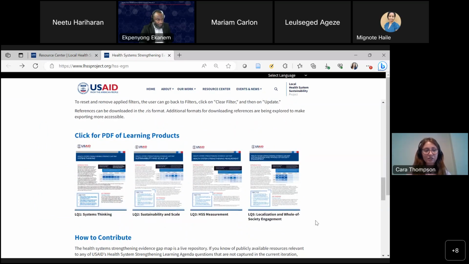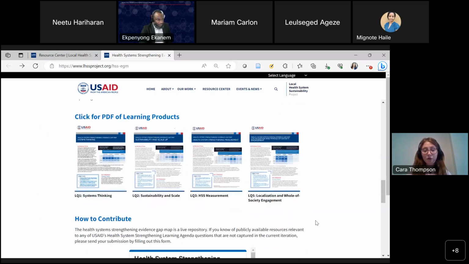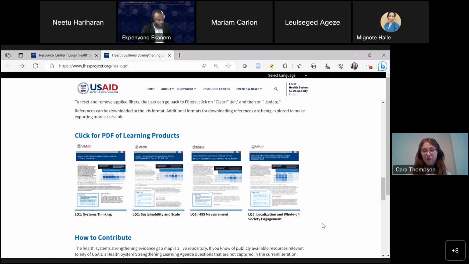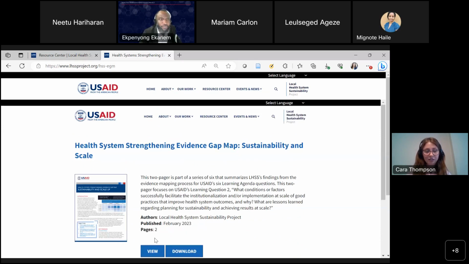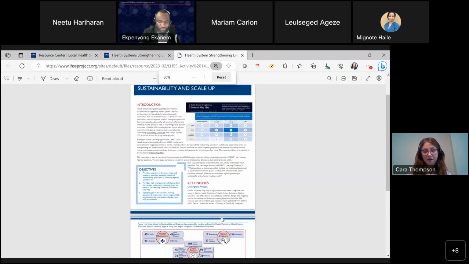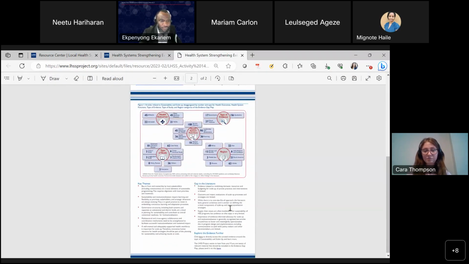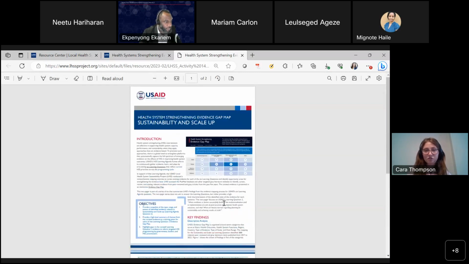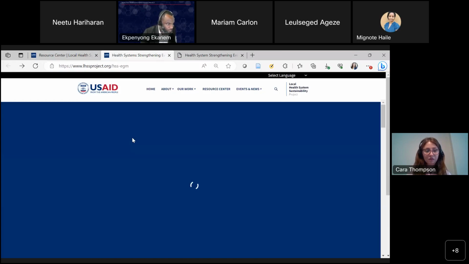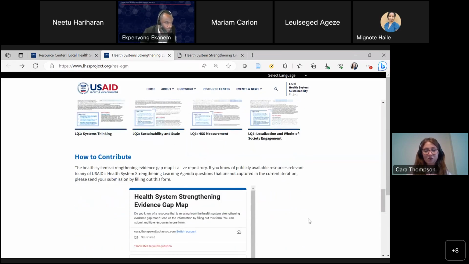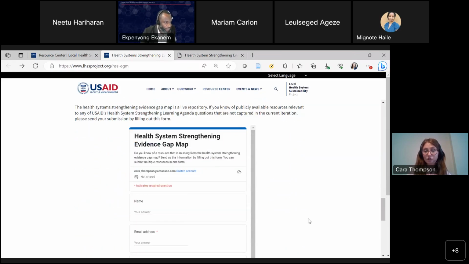We also have some more information on how to navigate, which is how I just described in the demo. And we also have links to our 2-page technical brief learning products. We currently have 4 live and are working on the additional 2 for learning questions 4 and 6. You're able to click on each of these and learn a little bit more about the key findings and key themes and gaps in literature that we found for each learning question, and we'll get into that in detail in just a minute. And finally, the last feature on this page I wanted to highlight is the How to Contribute section.